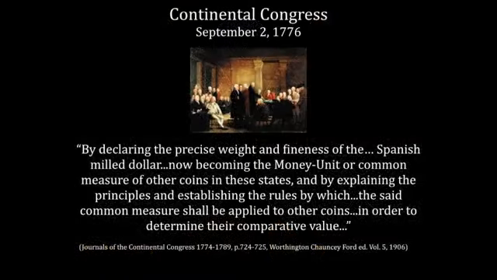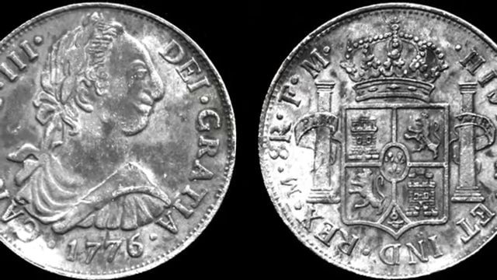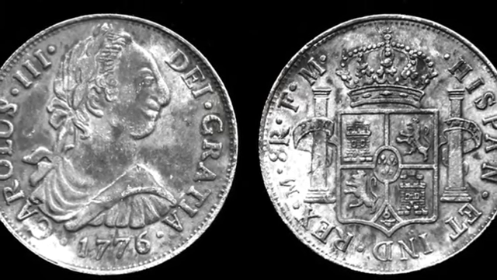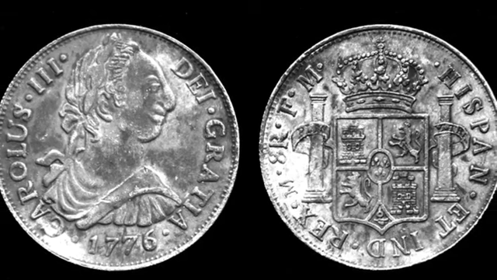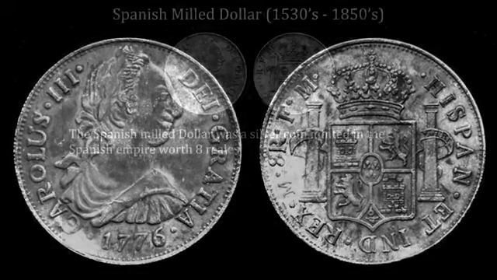The committee wrote, "By declaring the precise weight and fineness of the Spanish milled dollar now becoming the money unit or common measure of other coins in these states, and by explaining the principles and establishing the rules by which the said common measure shall be applied to other coins in order to determine their comparative value." The Constitutional Committee recognized that the Spanish dollar had already been accepted by the individual states as the common standard for determining the value of all other coins. Thus, it recommended that the United States government should do so as well.